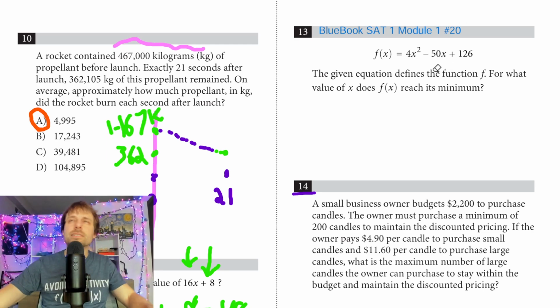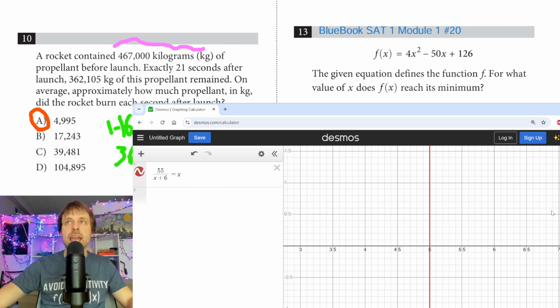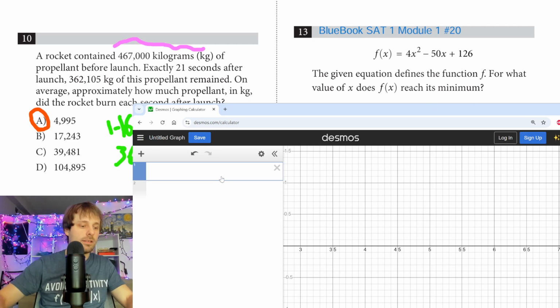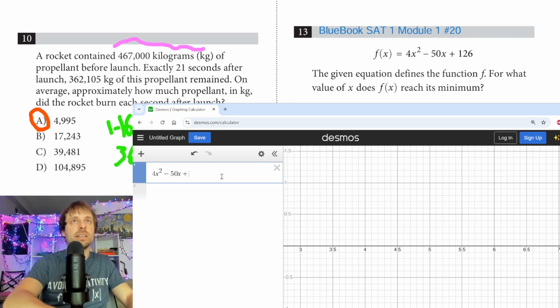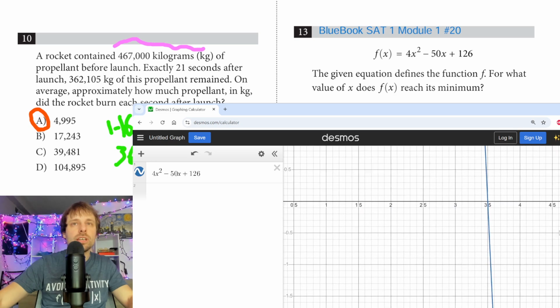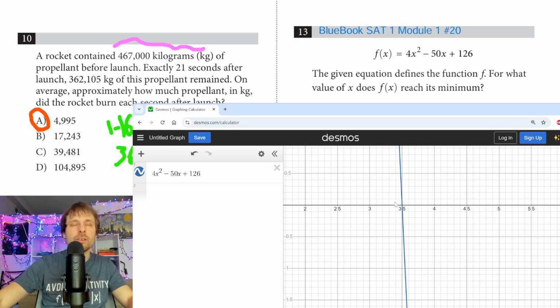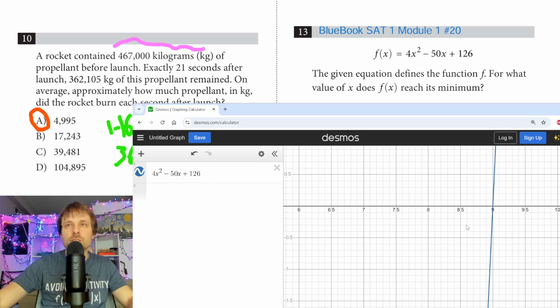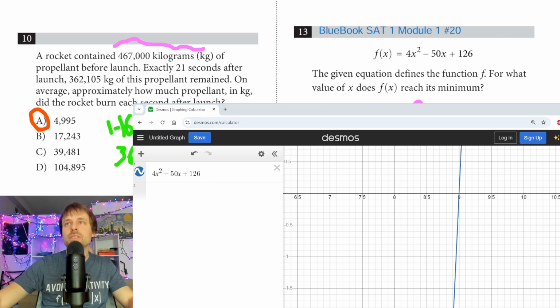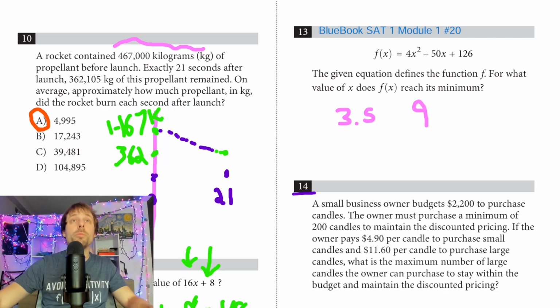This one might have been a decent one back when you had to factor on the SAT. I see a function, I throw it in Desmos. Let's open up Desmos real quick. And let's plug this in. So I get 4x squared minus 50x plus 126. And you already know that it's a parabola, so I'm going to be looking for my x-intercepts here, and I'm going to zoom in, and I'm going to avoid the mistake I made earlier. So I'm going to write these down in the background. I see 3.5, and I also see, I think that's a 9. So we'll hide Desmos. Oh, they did say reach its minimum.